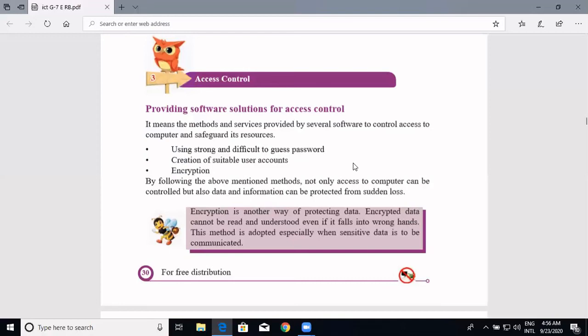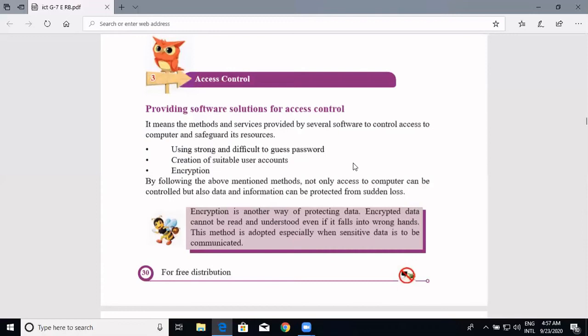Okay, second thing is creation of suitable accounts. I told you earlier also, when you create user accounts, don't give admin privileges to everybody. You can manage it. You can have only one admin account and give reduced privileges to the other user accounts. Then people who access from these user accounts don't have permission to access root level things, right? So they cannot do a lot of harm to the computer system.